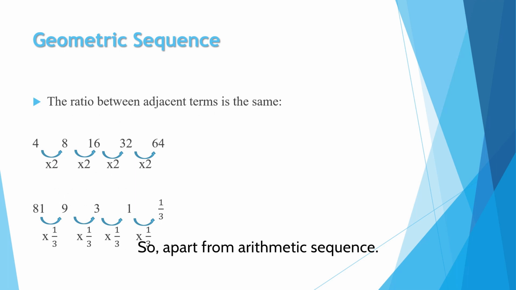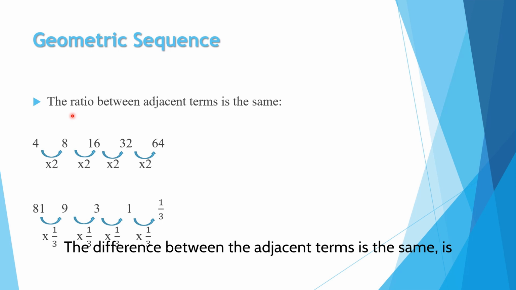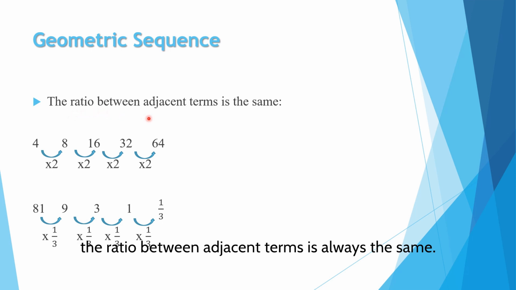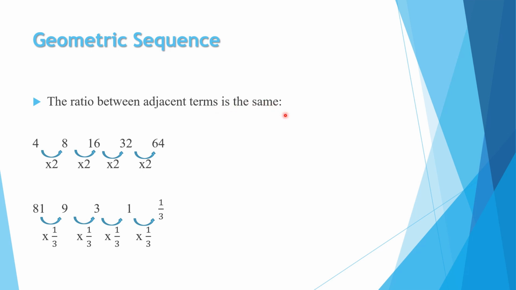So apart from arithmetic sequence, there is also another type of sequence called geometric sequence. But this time it is not the difference between the adjacent terms that is the same. Here the ratio between adjacent terms is always the same. For example, if we have 4, 8, 16, 32, and 64 as the sequence, we can first check what type of sequence that is.